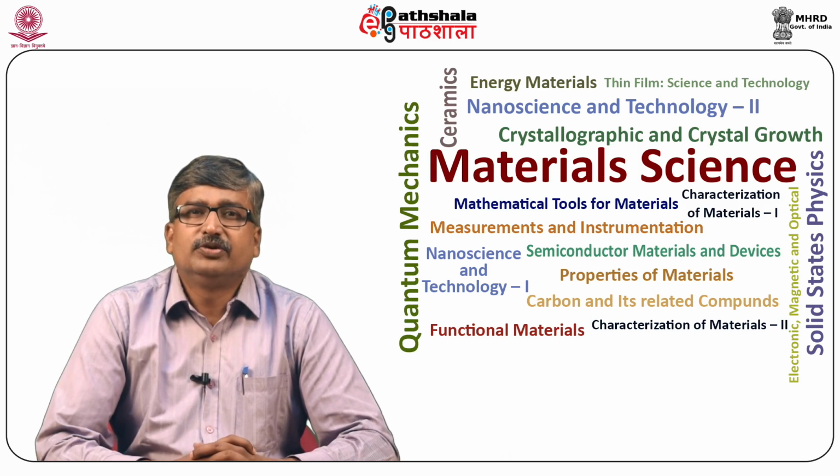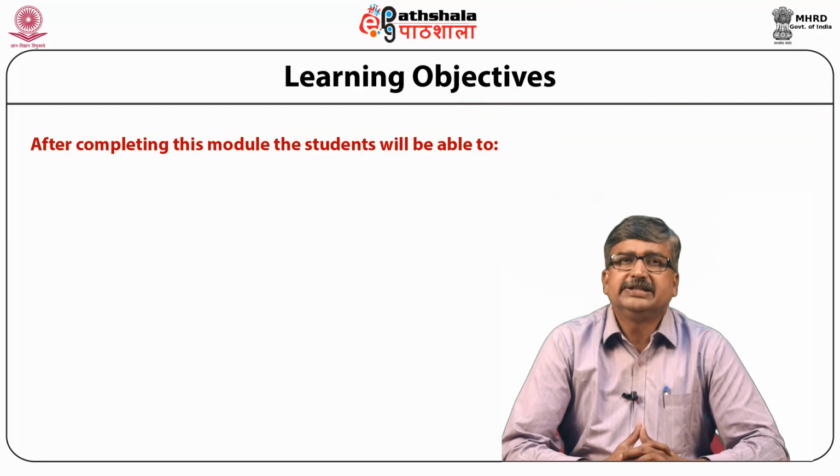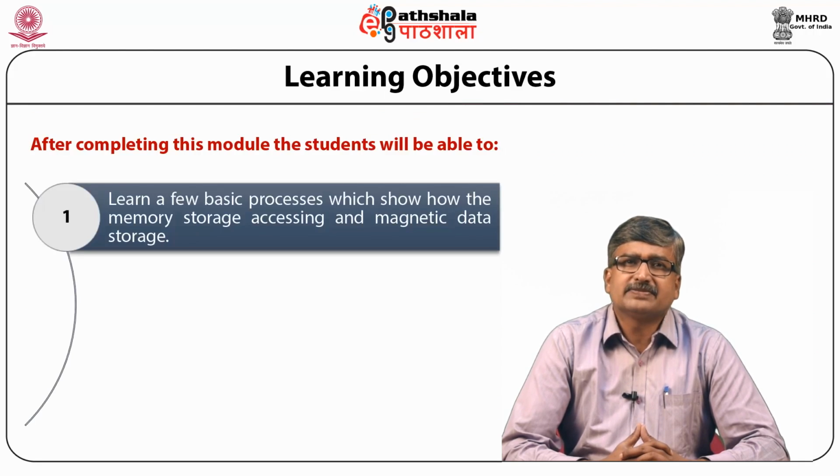Today we are going to discuss the module named Magnetic Data Storage under the paper Nanoscience and Technology 2. After completing this module, the student will be able to learn a few basic processes which show how memory storage, accessing and magnetic data storage work.